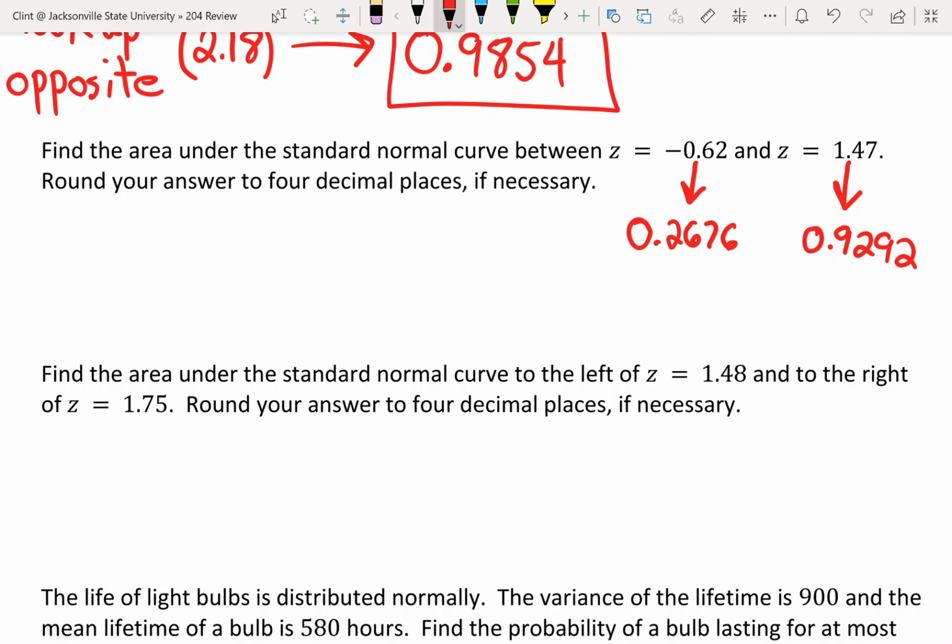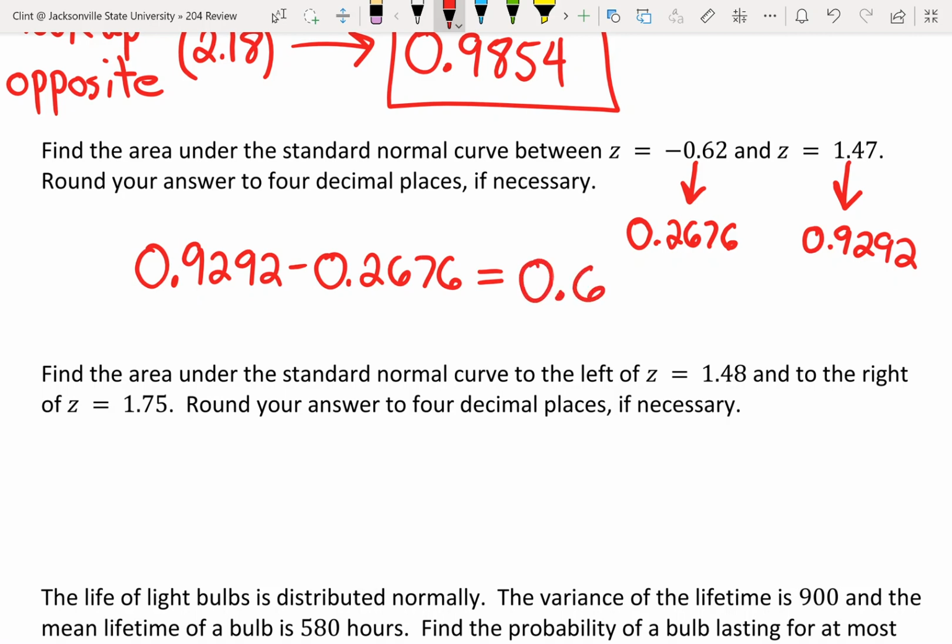Or you can just remember that since we're finding an area, the answer can't be negative. So I'll do 0.9292 minus 0.2676. I got 0.6616. Wait a minute. Yeah, okay, that's right.